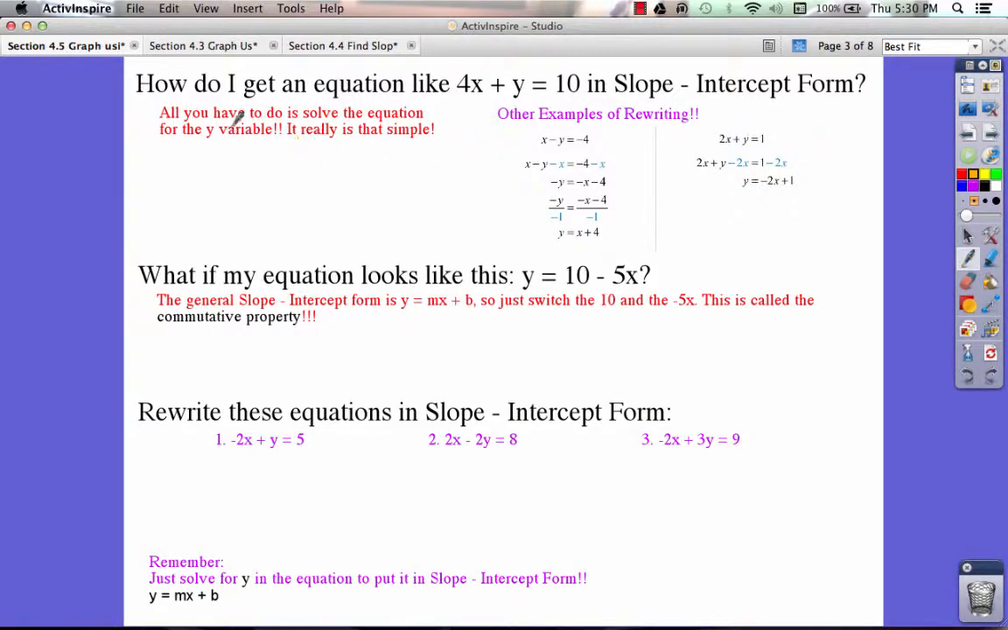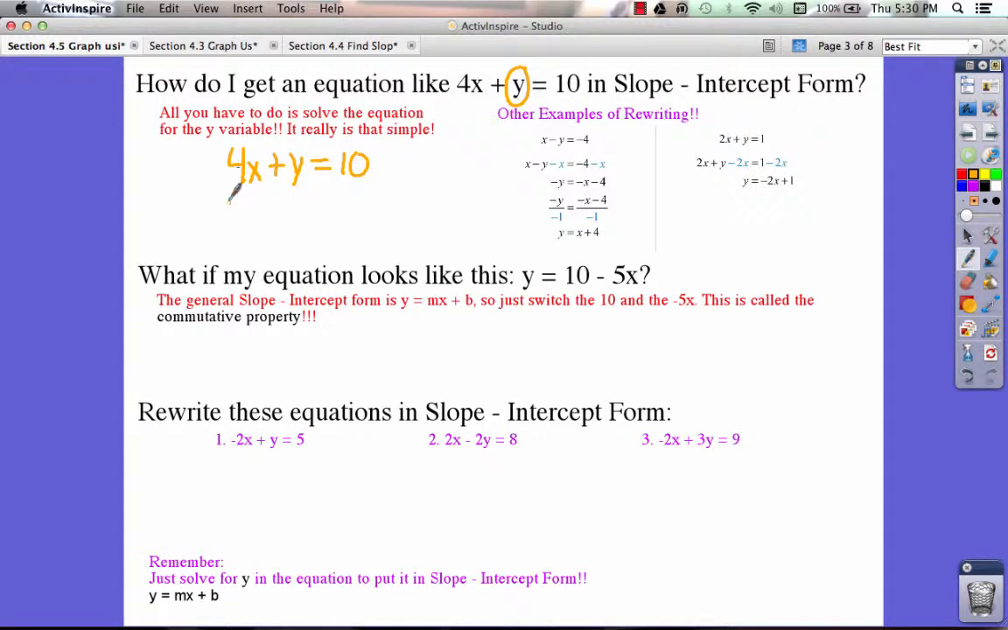Okay, you might ask yourself, how do I get an equation like 4x plus y equal 10 in slope-intercept form? Well, it's very easy. We've talked about it. All you have to do is take this equation and solve for y by itself. So if we take the equation 4x plus y equal 10, it's not in slope-intercept form because y is not alone. Well, if we want to get it alone, we have to get rid of the 4x.